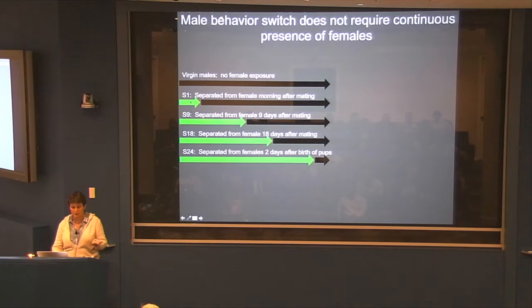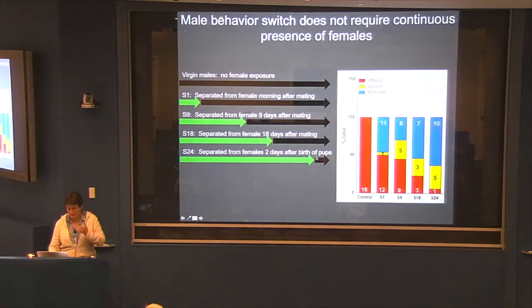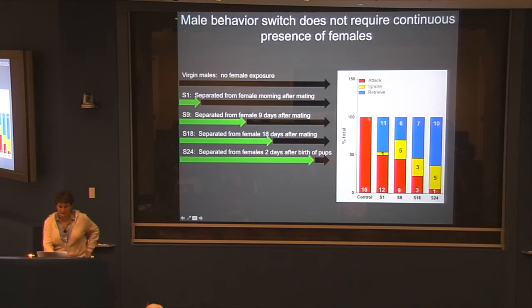So these animals have been removed from the female immediately after mating. These have been kept in presence of the female for 9 days, 18 days, 24 days. And when we look then at the number of mice that are infanticidal in red, or parental in blue, or ignoring in yellow, you can see that the longer the male and the female stay together, the less infanticidal the animal is, and the more parental they are. So clearly, the contact with the female leads to more parental behavior.